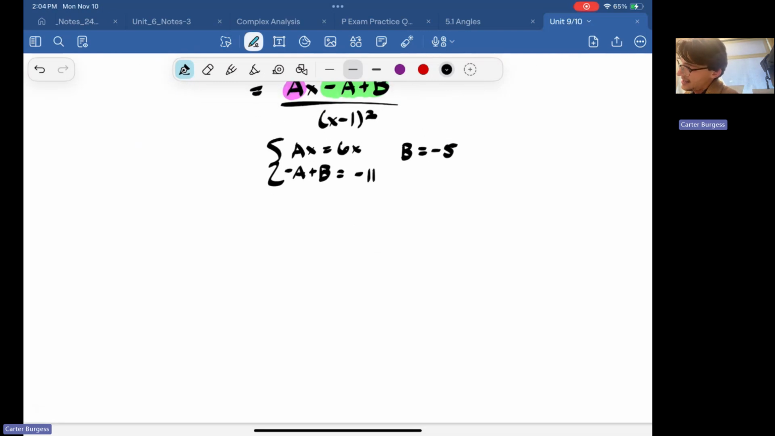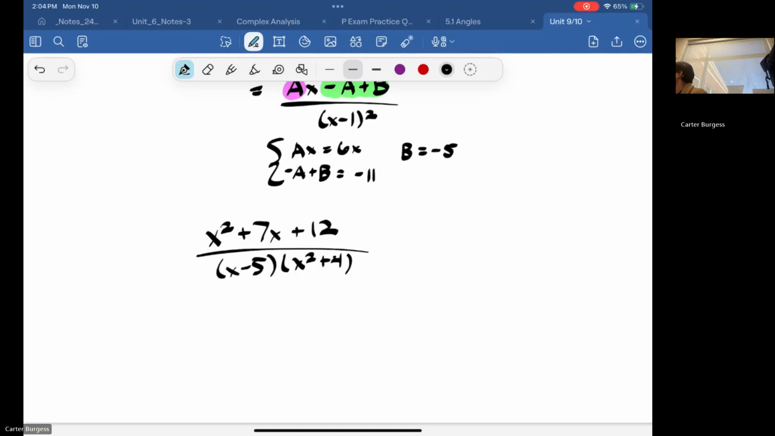Let me not just talk about this. If, for instance, we had, let's say, x squared plus 7x plus 12 over x minus 5 times x squared plus 4. The thing to note about x squared plus 4 is that it does not have any real zeros. What are the zeros of x squared plus 4? Square it and then add 4. Say again. Plus or minus 2i. And so we couldn't proceed to factor this any more than what we already have.